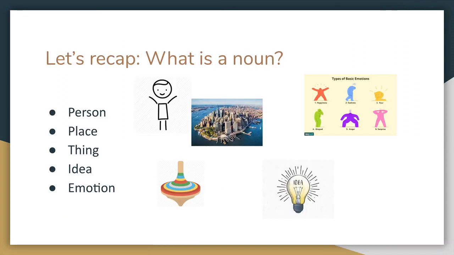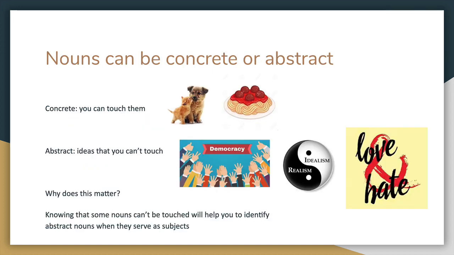Okay, as a quick recap, remember a noun is a person, place, thing, idea, or emotion. And a last bit of recap, nouns can be concrete or abstract, meaning a concrete noun is something that you can touch, a kitty, a puppy, spaghetti and meatballs, versus an abstract noun. Also a noun, but those are ideas that you can't touch. Things like democracy or realism, idealism, love, hate. Those are concepts, they're ideas, they're emotions, but you can't hold them in your hand.